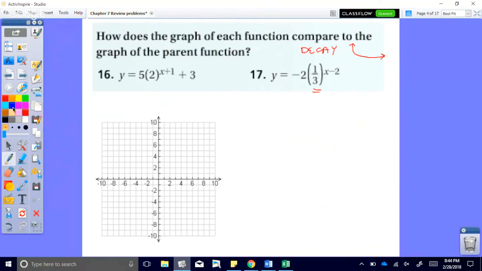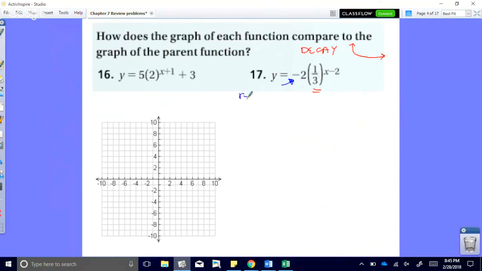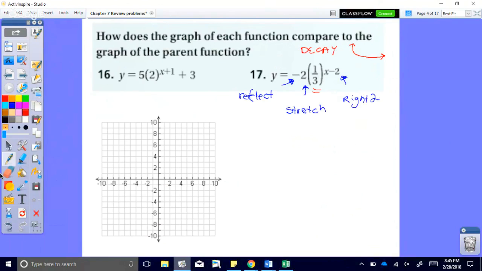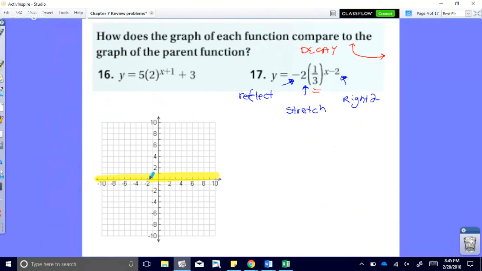Okay, when it comes to the transformations, I have a negative here, and the negative tells me it is going to reflect. The 2 tells me it is going to stretch. And the -2 with the x tells me it's going to move to the right 2. For the reflection, I'll do my asymptote. It's not moving up or down, so my asymptote is still going to be the x-axis.